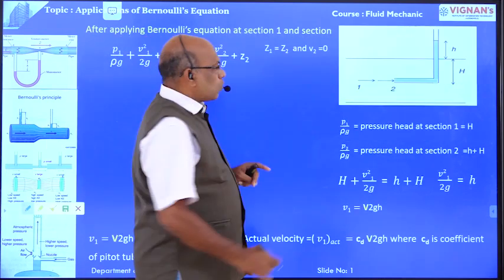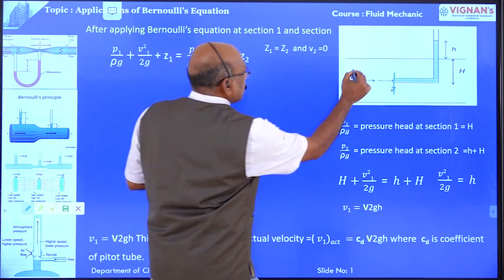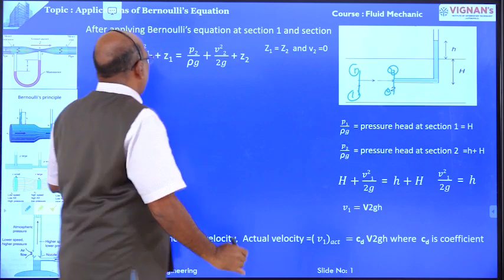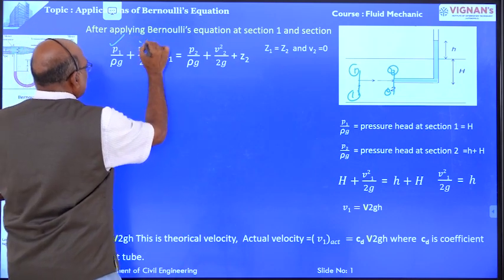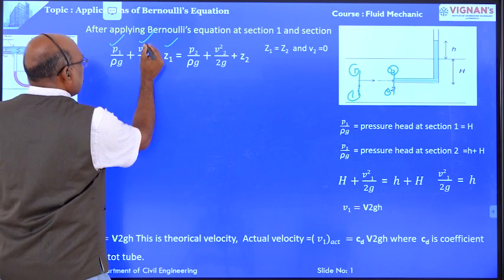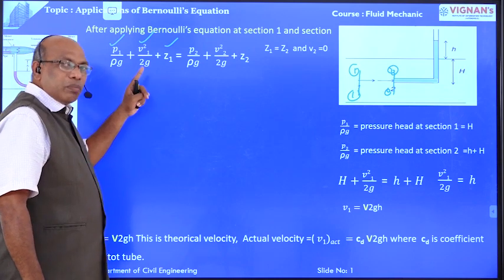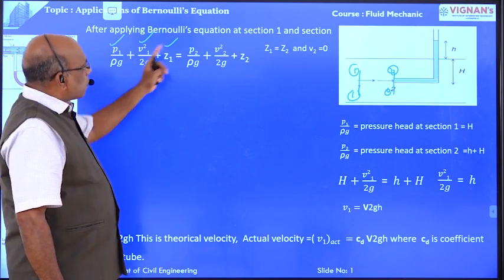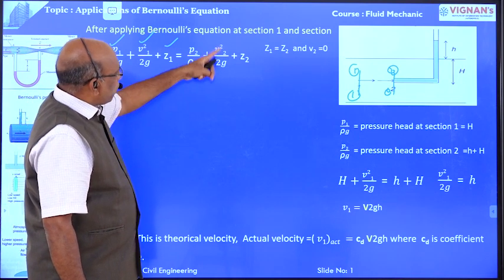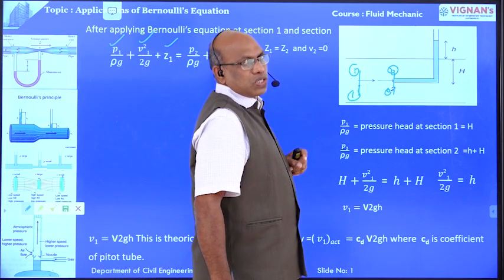We are going to apply Bernoulli's equation at section 1-1 and section 2-2. This is section 1-1. This is section 2-2. Bernoulli's equation: pressure head plus velocity head plus datum head. P1 by rho g is the pressure head at section 1-1. V1 square by 2g is the velocity head at section 1-1. Z1 is the datum head at section 1-1. Corresponding values: P2 by rho g plus V2 square by 2g plus Z2 are the pressure head, velocity head, and datum head at section 2-2.